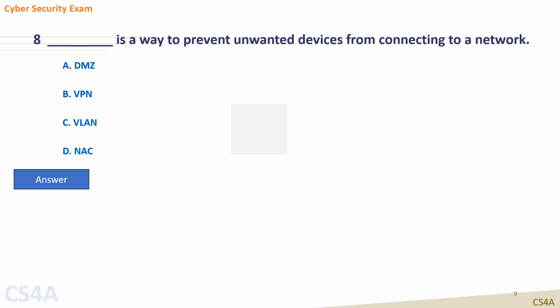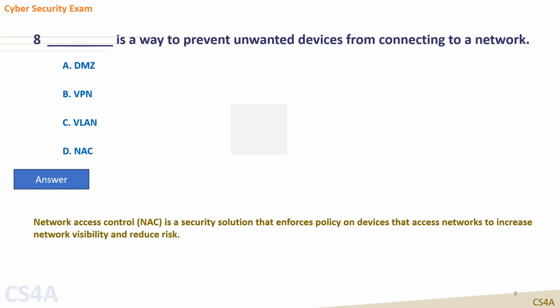And VPN. So VPN also is not the correct one. VPN is a way for external users to connect to the internal system using a private tunnel. So that is not a correct one. VLAN, virtual LAN, is a kind of logical LAN created in an internal network using a layer 3 switch. So that also won't prevent unwanted devices from connecting. NAC, network access control, is a correct one. So network access control sets up rules for the connecting devices so that, based on the rules, the network access is allowed or denied. So the option D is a correct one.